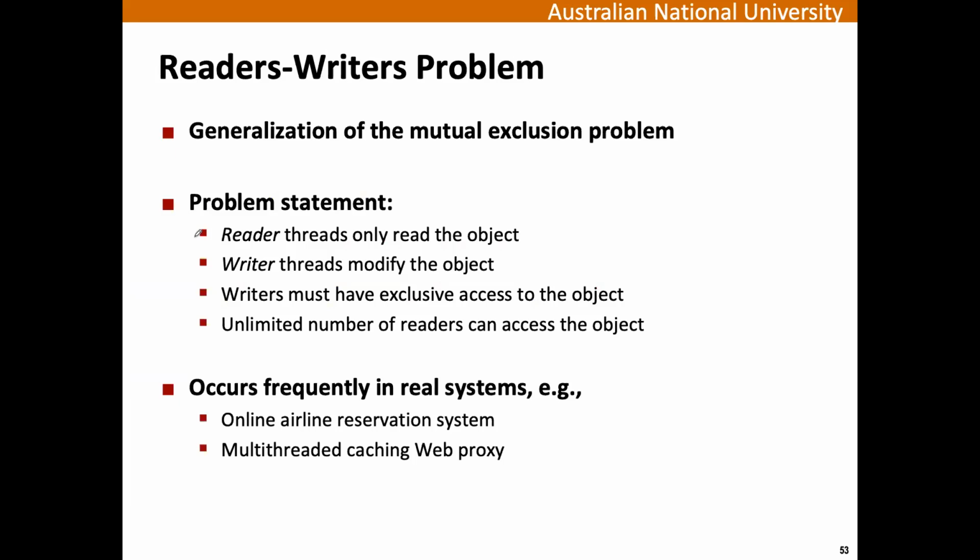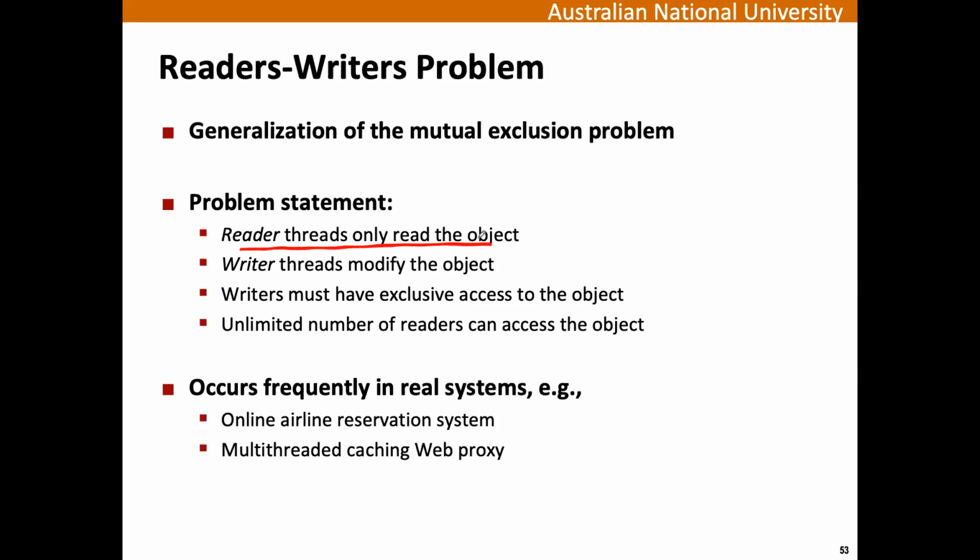So let's look at a generalization of the mutual exclusion problem. This is more general than just a critical section protected by a binary semaphore. So the problem statement is the reader threads only read the object. So we have a number of threads.